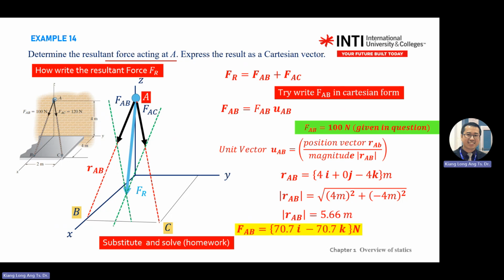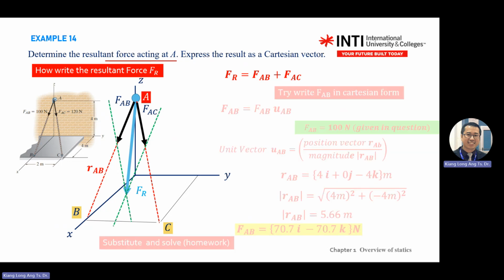You'll get this one. You put in RB vector, put in here, magnitude put in here. You do the solving. So once you get your UAB, put inside here. F we already know 100. So multiply by the vector, by the unit vector. You get answer 70.7I plus 0J minus 70.7K Newton. Without J also can. But if you want to write plus 0J also correct.